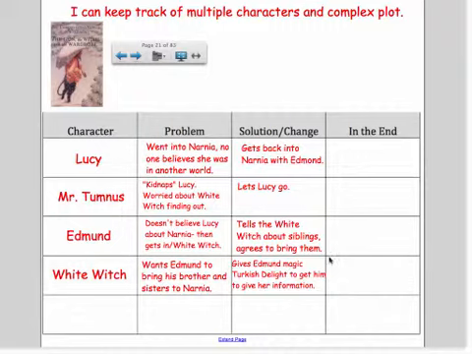So again, as we continue to fill in this chart, we'll add to it, might take things away depending on what our inferences are. But graphic organizers are a great way to help us try to keep track of all of these different characters, and especially when the plot gets more confusing as more things go on.